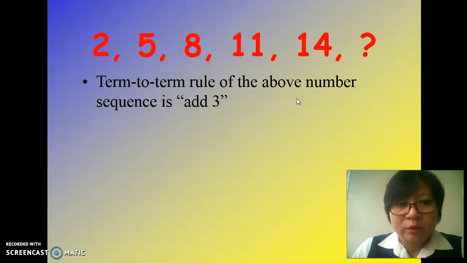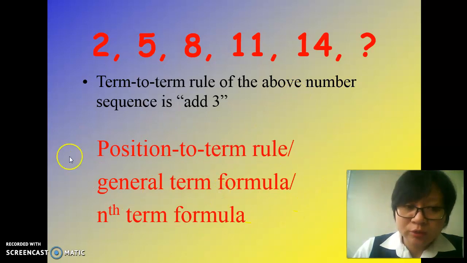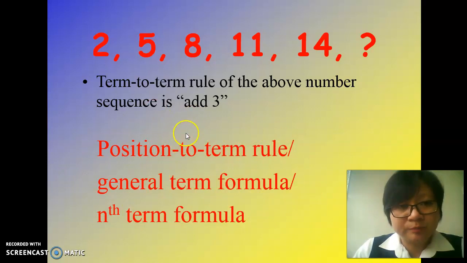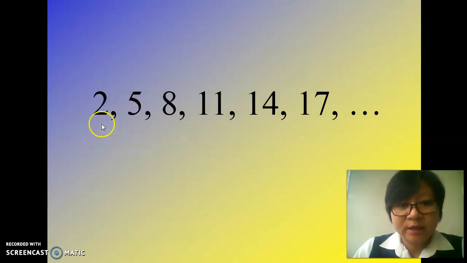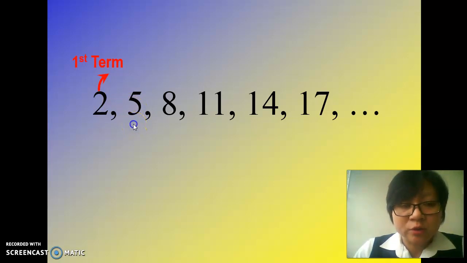There is another rule, we call it the position-to-term rule, or general term formula, or the nth term formula. To use this rule, you need to label the position of the term. For example, 2 is the first term from the leftmost term. 2 is the first term. 5 is the second term. To save space, I'm going to use the symbol T. T stands for term, and 2 is the position number, and the position number is placed slightly below the line.